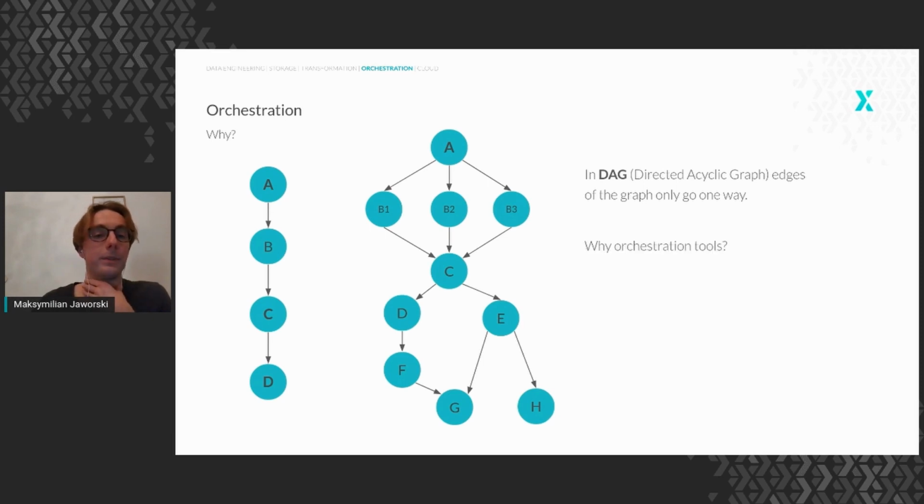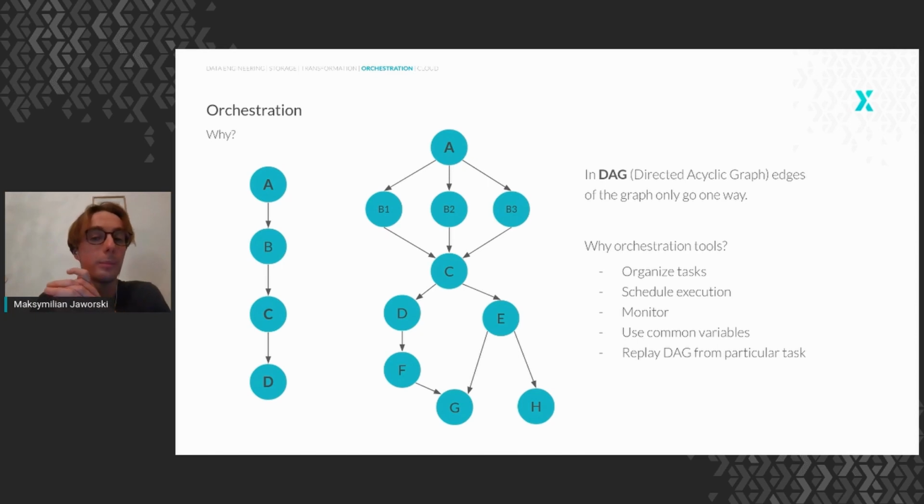So not only do we need to organize tasks into DAGs and schedule them, we also often want to be able to monitor them easily, dynamically parallelize some tasks, maybe wait for a file to appear before we start processing it. Maybe you want to use some common or shared variables, and maybe in case of failure, we would like to replay the DAG starting from a particular task, like C in the middle, not from the beginning. So that's why we need orchestration tools, not just a crontab.